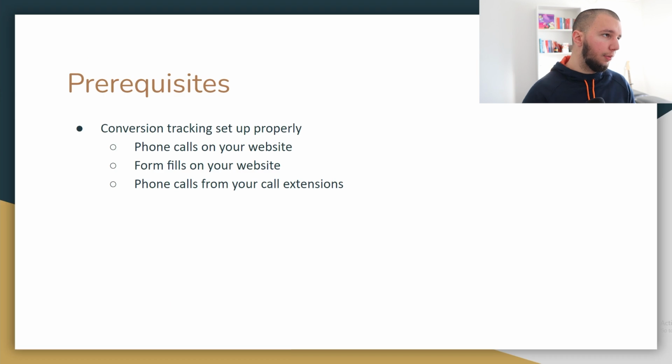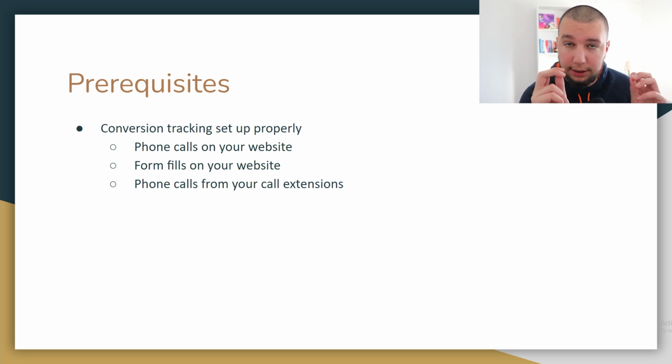Okay, but first I want to start off with the prerequisites. The prerequisite for these bidding strategies to work is that you have your conversion tracking set up properly. Now, generally speaking, for your conversion tracking to be set up properly, you need three conversion actions, and those are phone calls on your website, form fills on your website or landing page, and phone calls from your call extensions. Now, these three aren't that hard to set up, but if you don't set them up correctly, or if you don't set them up at all, these bidding strategies just aren't going to work, because for them to work correctly, we need to send data to Google about what is a conversion.